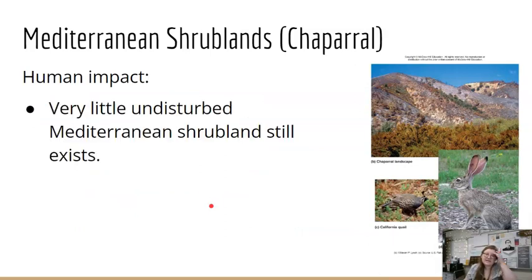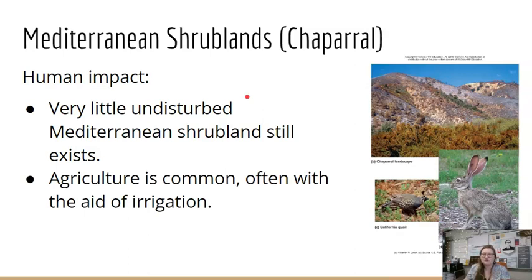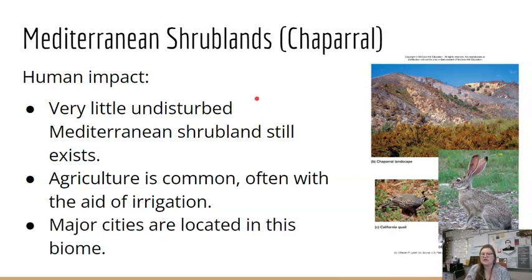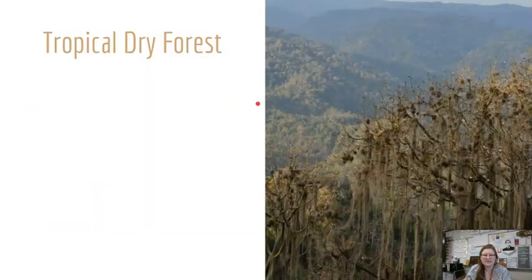Human impact. Very little undisturbed Mediterranean shrubland still exists. We have disturbed most of it because it was so great for us to live in. Agriculture is common, often with the aid of irrigation, even though it's next to water, it's next to coastal water, which we cannot use for our crops. Major cities are located in this biome because it's comfortable. There's water nearby, all of the nice things that we want to live by, this biome typically has.